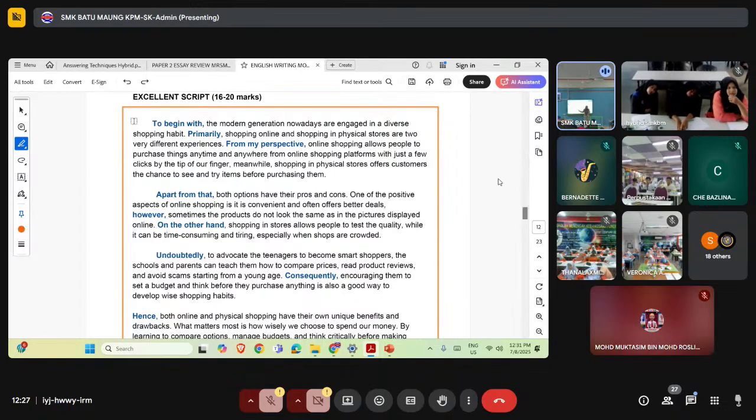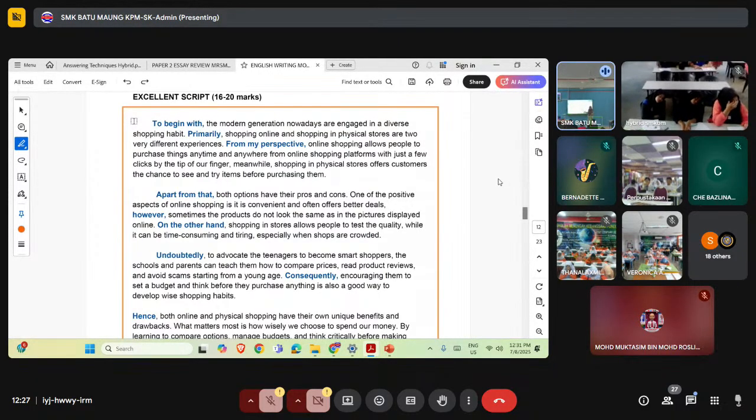You can even see contrast of cohesive. When you want to show contrast of ideas, you use different cohesive devices. For example, however, okay? While, all right, and then undoubtedly, consequently, hence. Hence, instead of writing to sum up, okay, in brief, this candidate writes hence. Can you see a good example of marks?